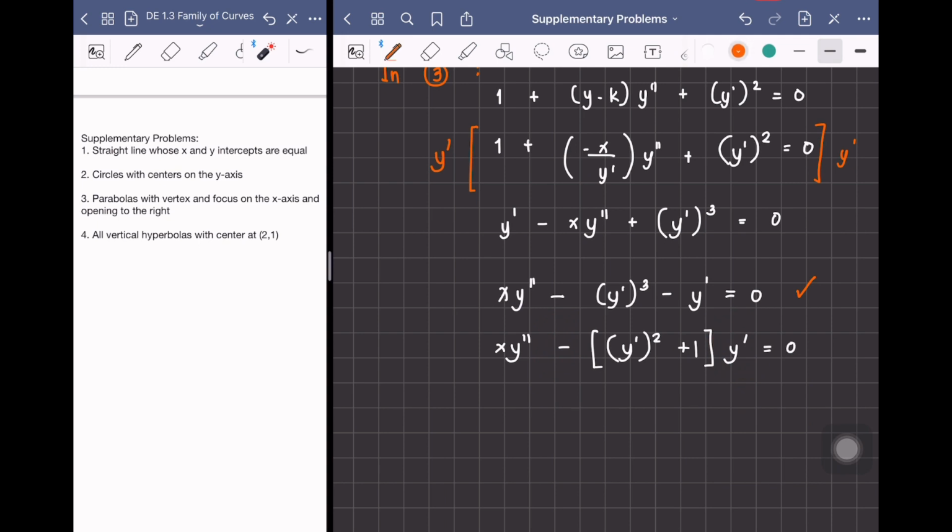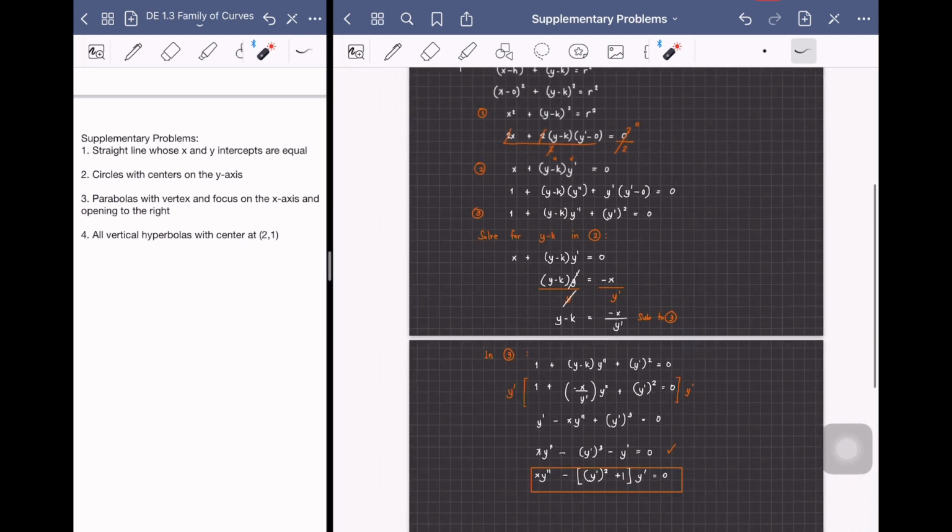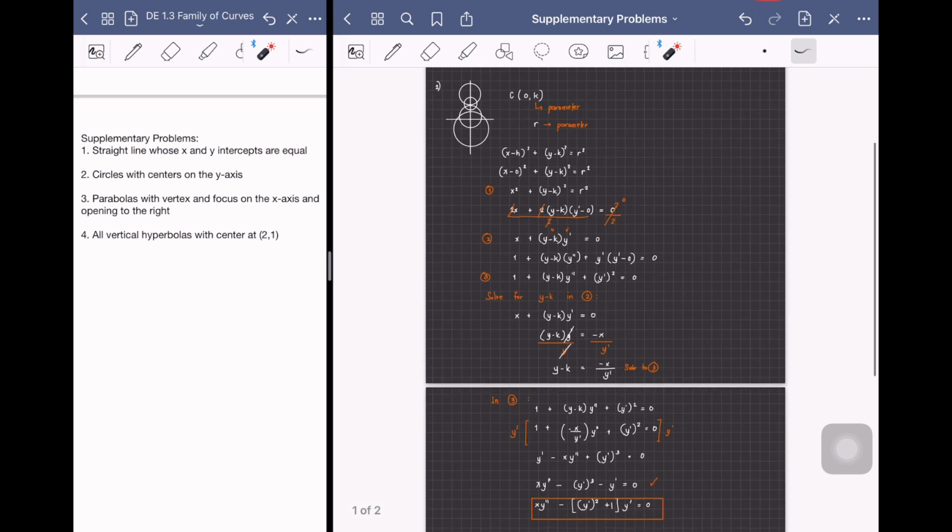If you want the simplest answer, this will be your simplest answer. But, the equation above it, this one, is already considered a correct answer. Okay. So, that is it for problem number 2. This one represents your differential equation for the family of circles with centers on the y-axis.